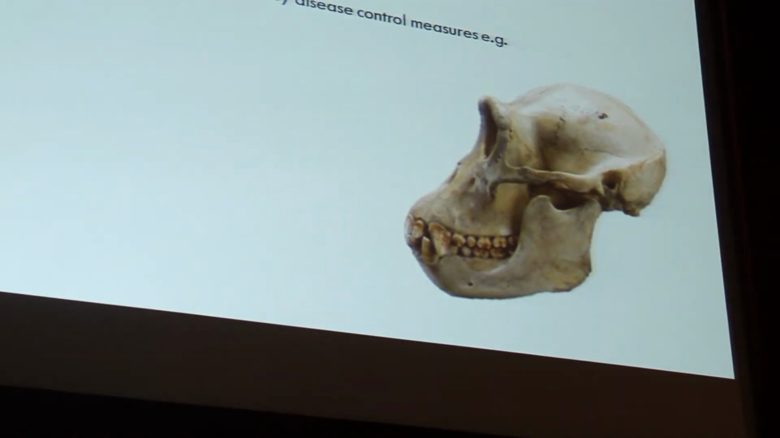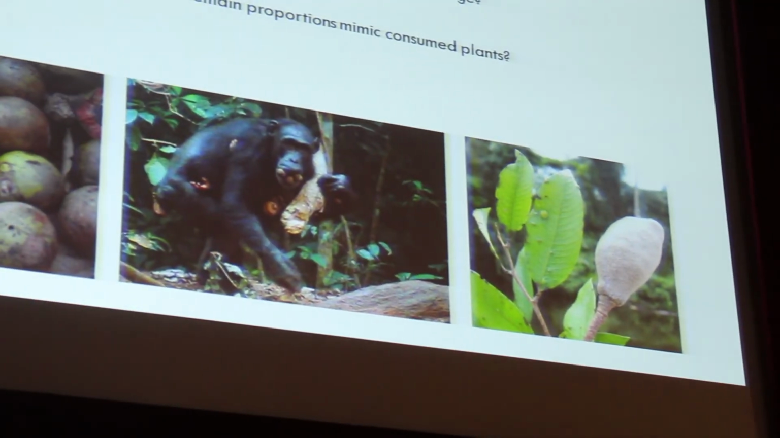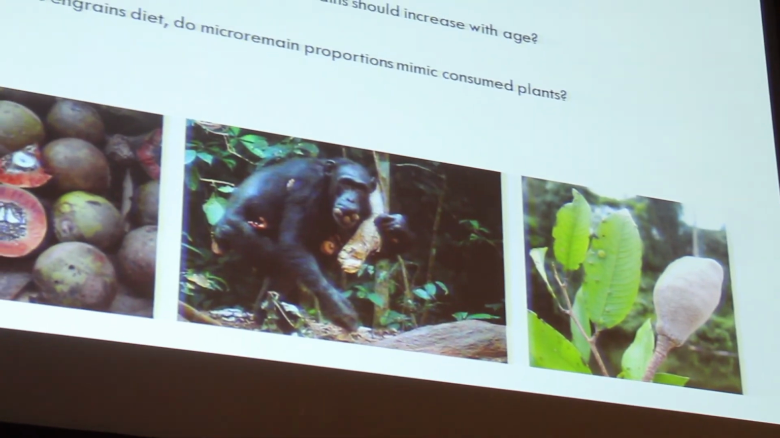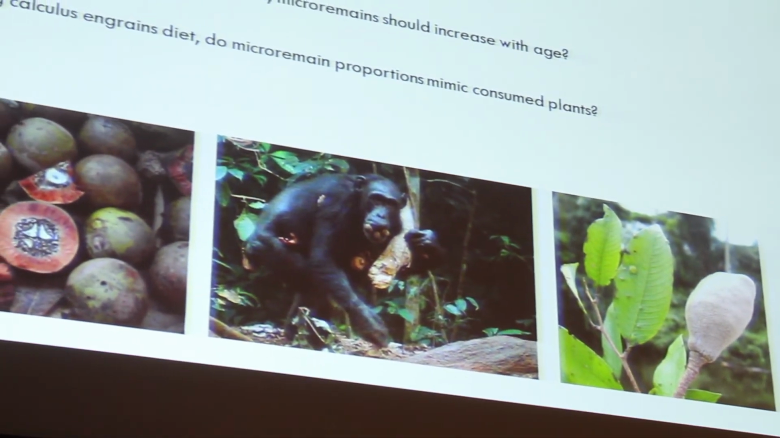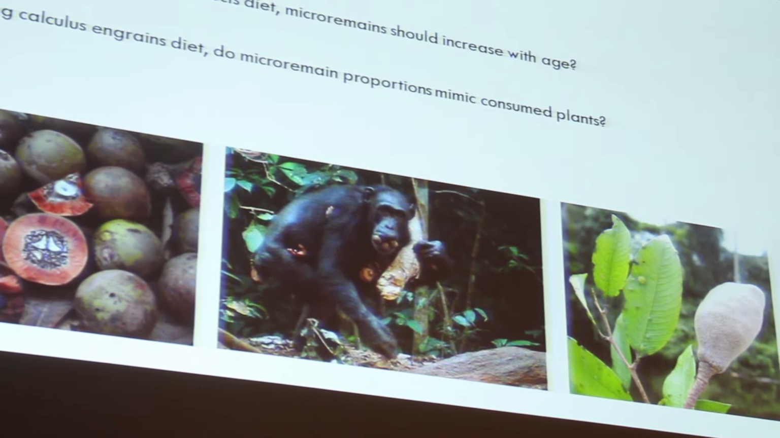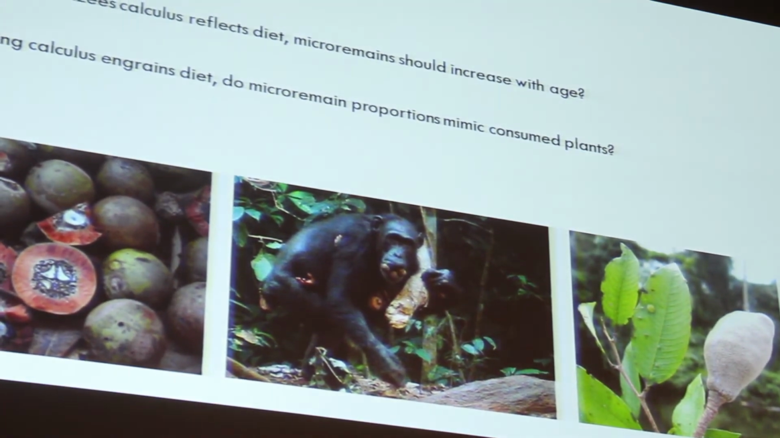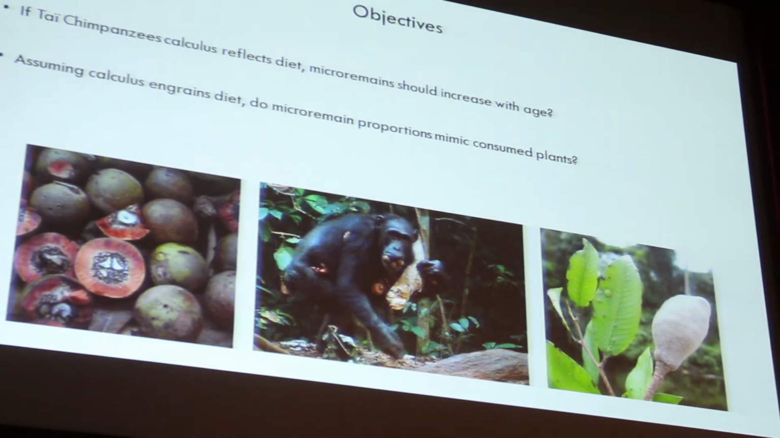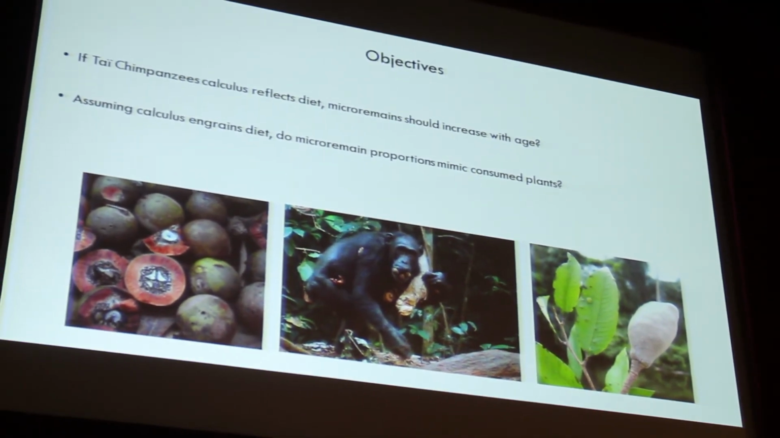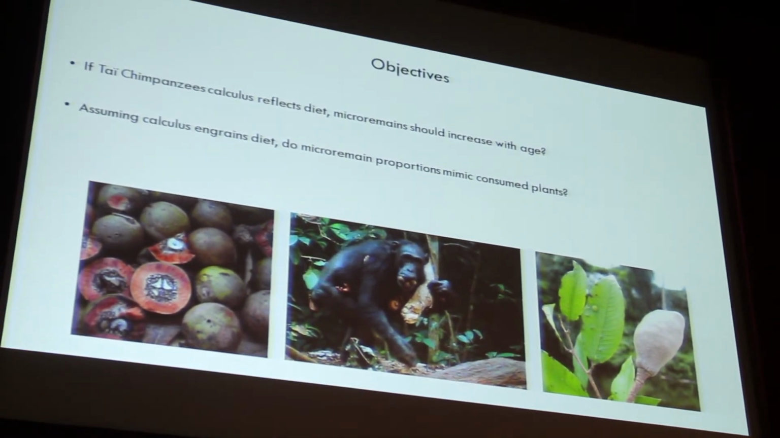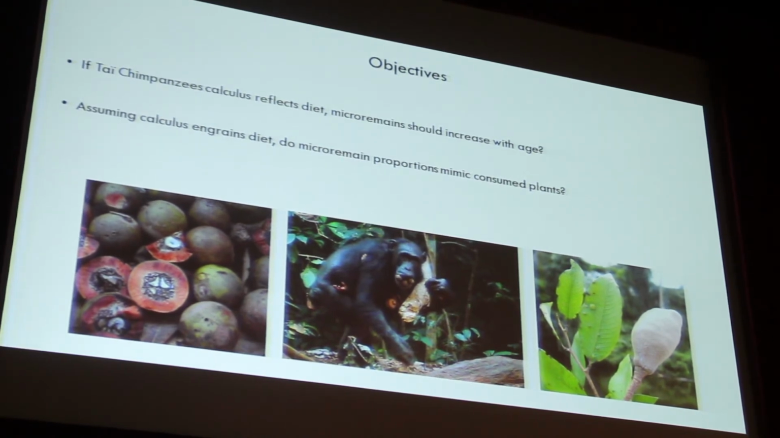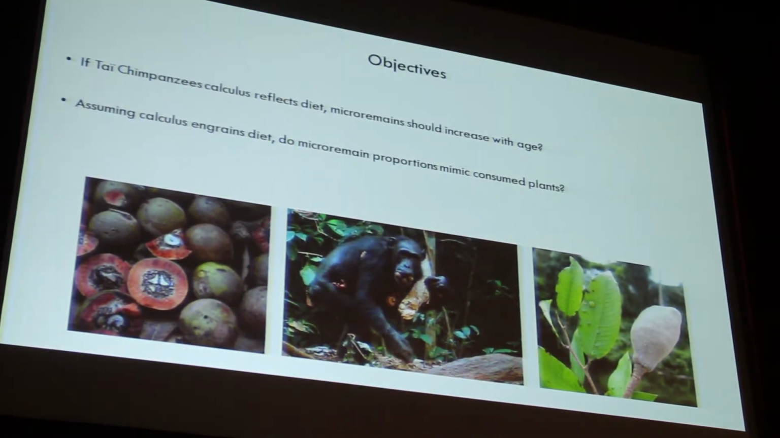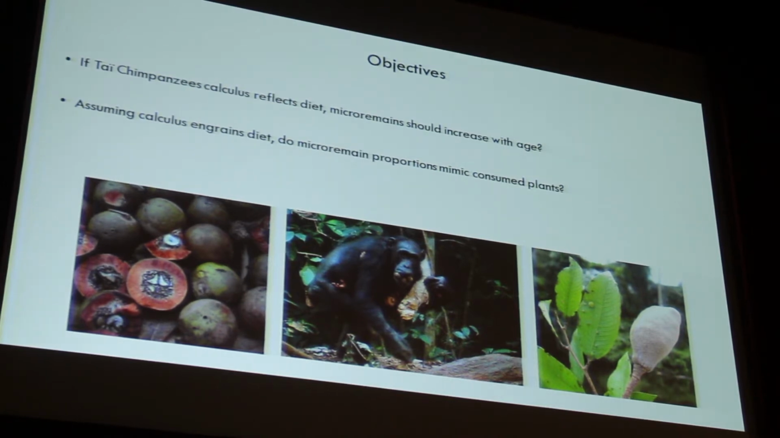So with this sample in mind, we set about to build the following objectives to answer our research question. We wanted to see if we could accurately predict diet just using calculus. To do this, we established we could first make a quick check of this by using counts and assessing if the microremain counts are increasing with the age of the individual chimpanzee.